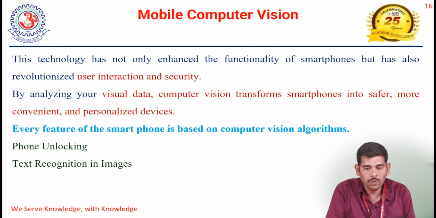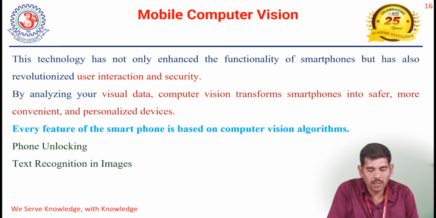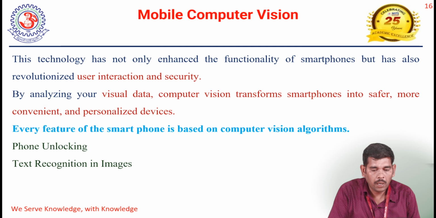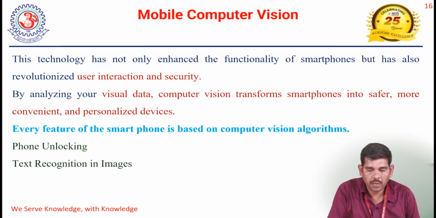Mobile computer vision technologies that you use nowadays on mobile phones. The first technology is mobile unlocking. The second is text recognition in images and text translation. In analyzing visual data, computer vision transforms the smartphone into a safer, more convenient, and more personal device. Nowadays you have phone unlocking and translation with Google Lens. These are good examples.